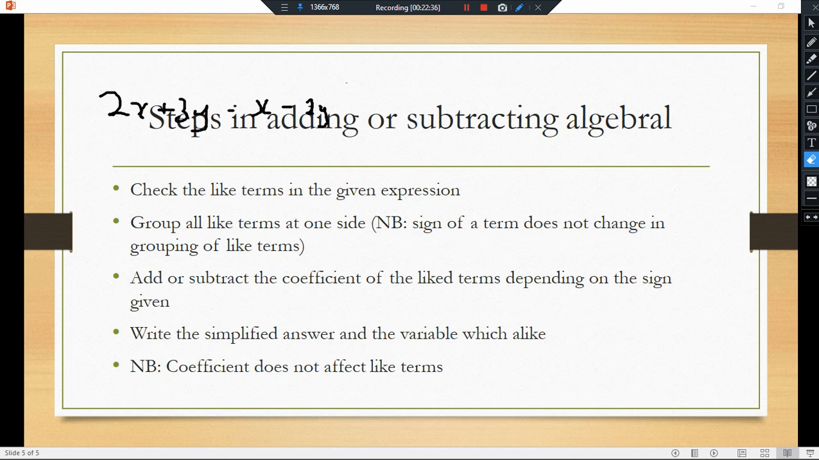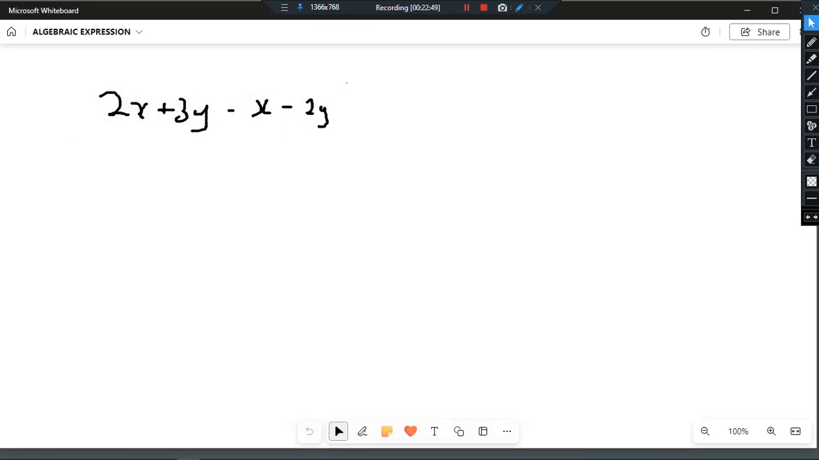Alright, so some people will also think that because this is 2 and this is 1, they are not like terms. Please, like terms do not matter with the coefficient, or coefficient is not a factor to a like term. The only factor to a like term is what? The variable and the degree of power, and not the number multiplying the variable. I hope I make myself clear here.